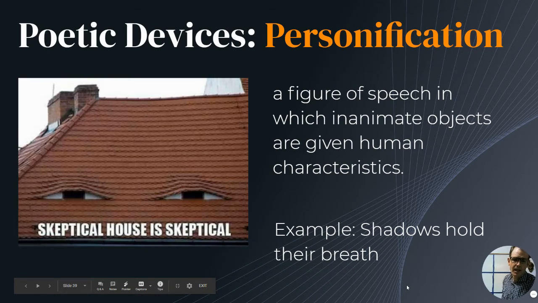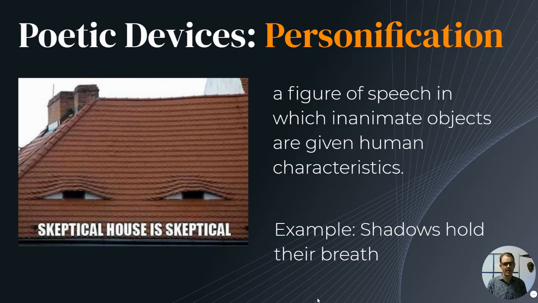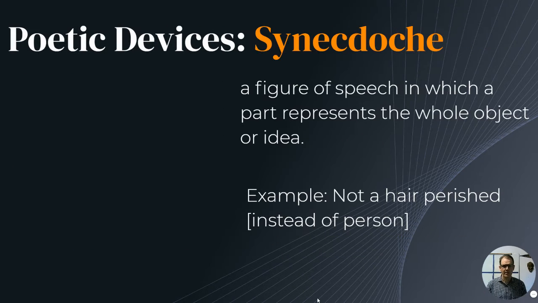All right. Then we have personification. Personification is a figure of speech in which inanimate objects are given human characteristics. Okay, so shadows hold their breath. Shadows are not animate. They are given human characteristics. So non-human objects given human characteristics. This term saying inanimate objects here isn't exactly true, because we can give animate objects like animals human characteristics and it's still personification. This house example there as well.